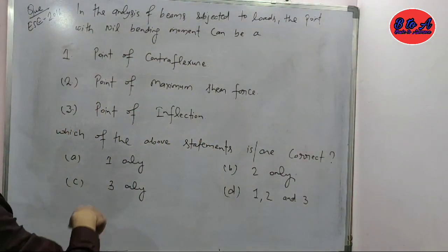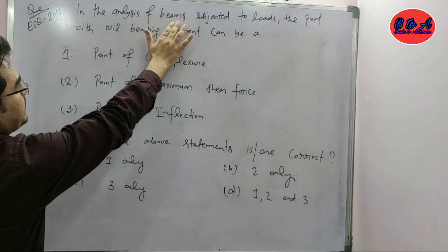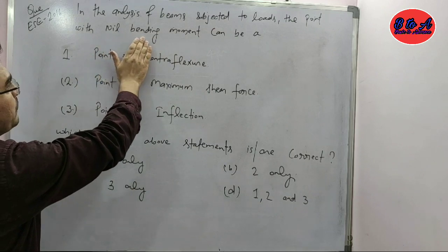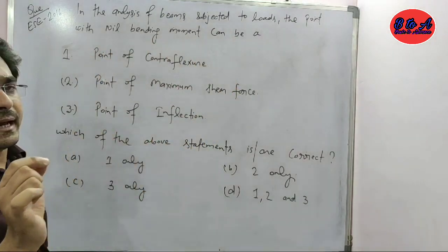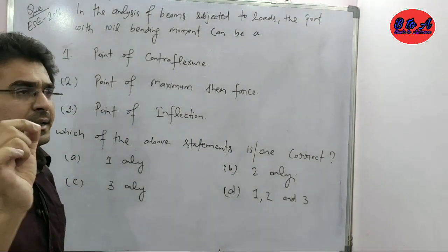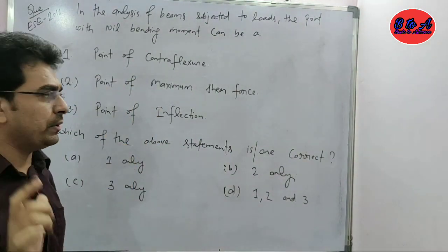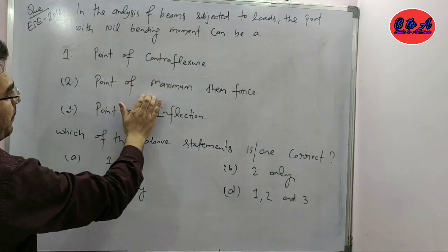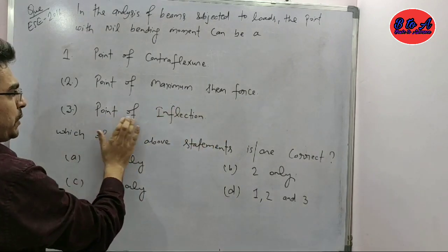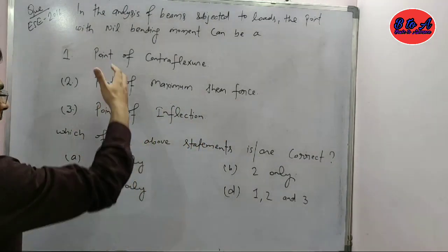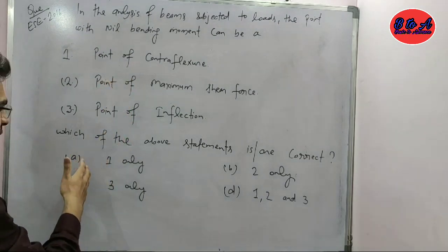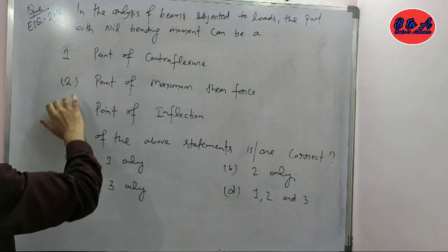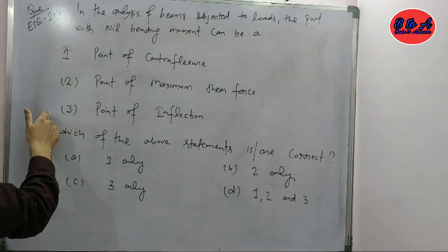The question says, in the analysis of beams subjected to loads, the point with nil bending moment can be a. तो ये कह रहा है कि वो पॉइंट हमें बताइए जहां पर बेंडिंग मूवमेंट निल है, that is the bending moment 0 है. उसने 3 ऑप्शंस हमारे पास दे रखे हैं. Point of contraflexure, point of maximum shear force, point of inflection. इन तीनों के कॉम्बो के लिए उसने 4 ऑप्शंस हमारे पास दे रखे हैं. That is the answer can be only 1, only 2, only 3 और all of 3.